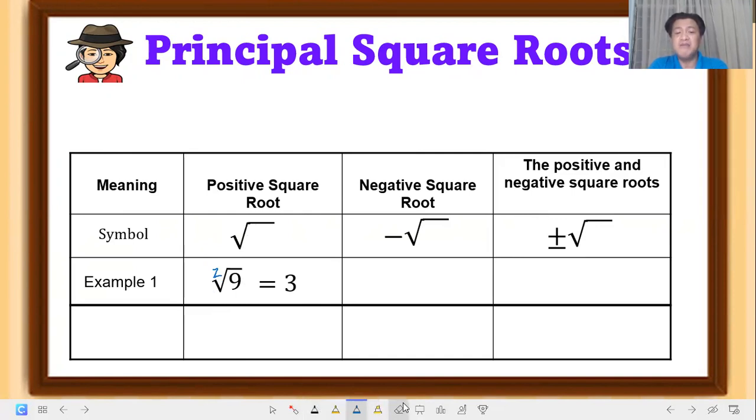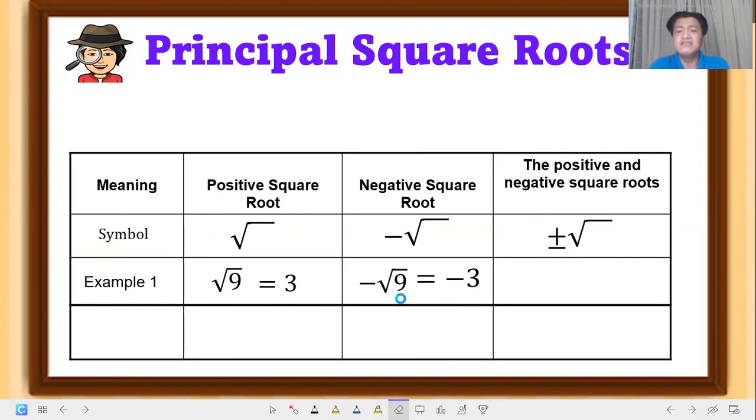So ibig sabihin lamang, tandaan natin na merong 2 dyan kapag ang ating index ay 2. Okay, how about this negative square root? So meaning to say, put negative sign in front of the radical symbol and get the square root of 9. Since may negative dyan, kaya magiging negative 3 yung square root niya.